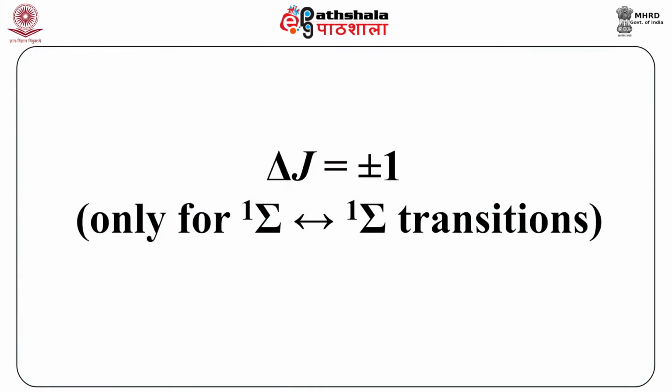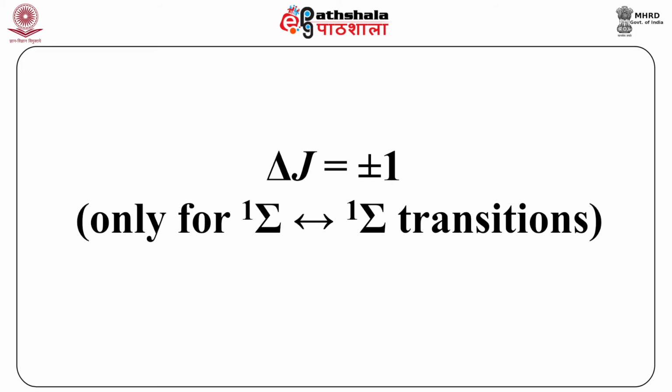If both the ground and excited electronic levels possess neither spin nor orbital angular momenta, that is, both the lower and upper electronic states are 1 sigma states, that is, they are singlets, and they are sigma, that is, they do not have any angular momentum, the absorbed or emitted photon can only change the rotational quantum number by 1 unit, and delta J is equal to plus or minus 1, as we have seen for pure rotational spectroscopy.